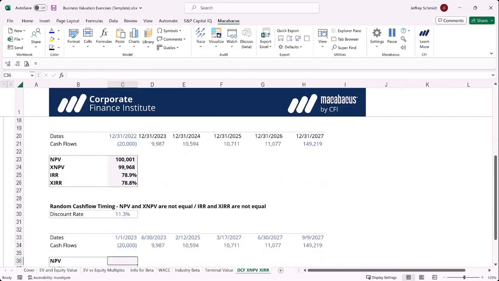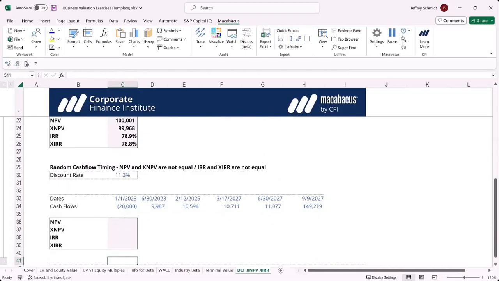So in this last example, we changed the dates to make sure they were not at the end of the period and were relatively sporadic. So in this case, once we fill in the functions, you can see how XNPV and XIRR diverge from NPV and IRR. To NPV first, again, reference the rate, select the cash flows, and then capture that initial cash outflow. So there's our 100,000 NPV, like in the other examples.